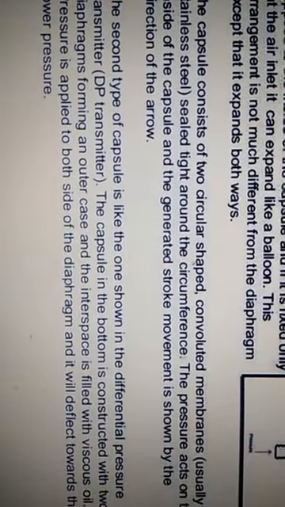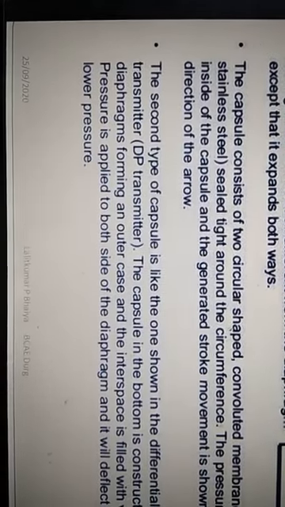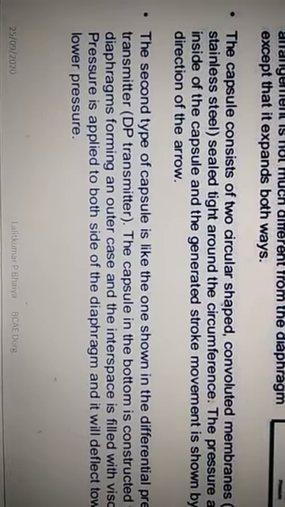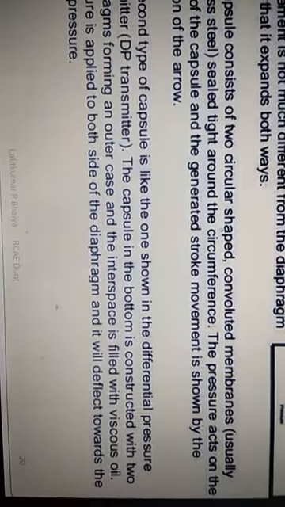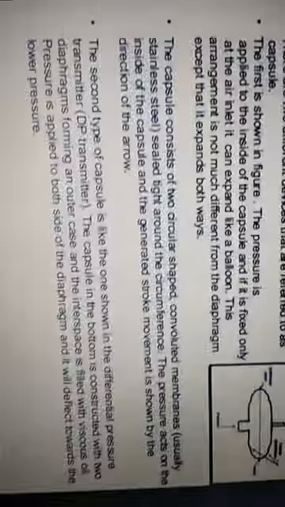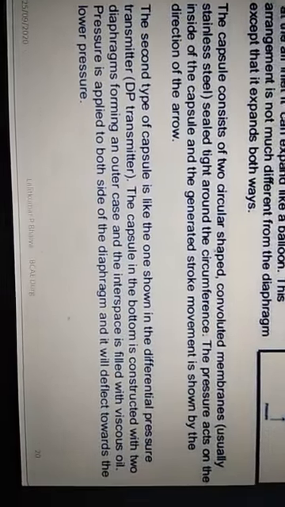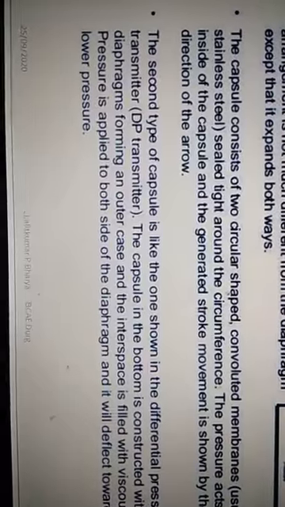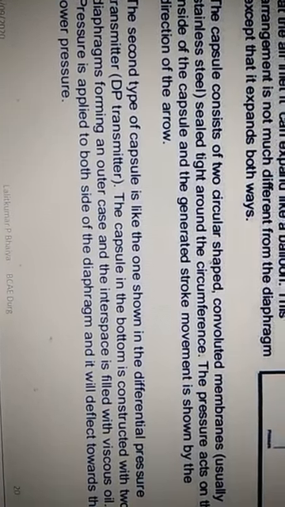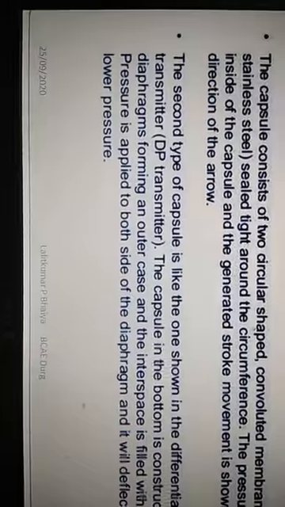The second type of capsule is like the one shown in the differential pressure transmitter. The capsule at the bottom is constructed with two diaphragms. This is another type of capsule, the diaphragm capsule. Here differential pressure is used. Two diaphragms are used in this, forming an outer case, and the interspace is filled with viscous oil.